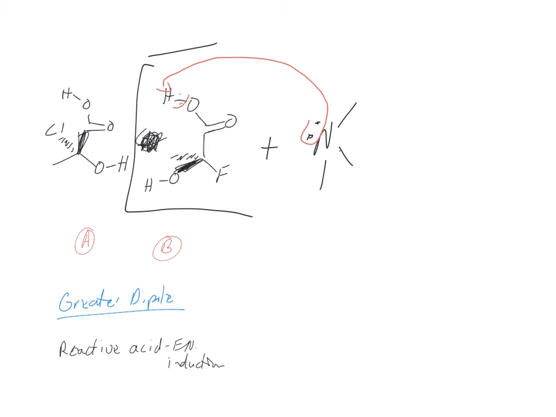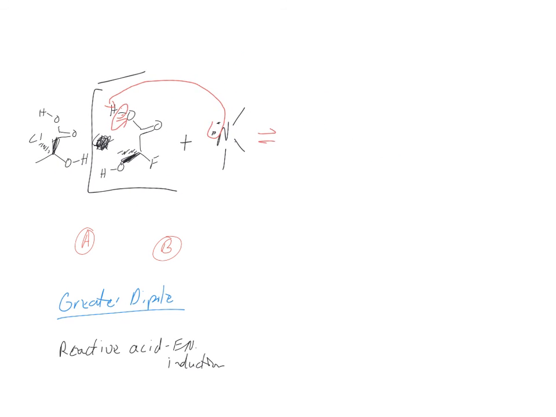The two electrons in this OH bond go where? To the oxygen. Equilibrium arrow, because it's an acid-base reaction. So let's draw these out. Give myself a little more space. We always need to remember we need to balance charge. So there's an OH. There's that fluorine.